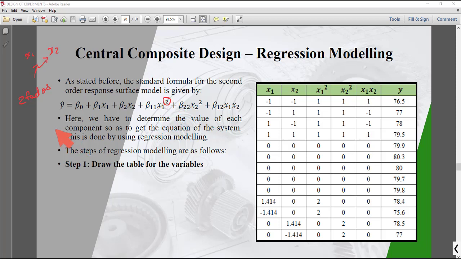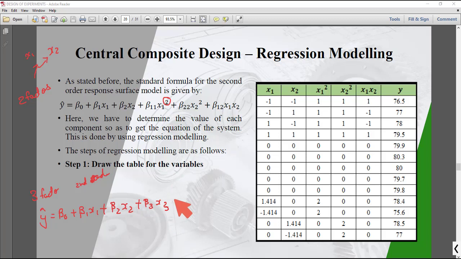Now if you want to do this for three factors and second order, how is this going to look? Y bar is equal to beta 0 plus beta 1 x1 plus beta 2 x2 plus beta 3 x3. Why? Because there are three factors, no? So these are first order. This is the first order model for a three factor system.